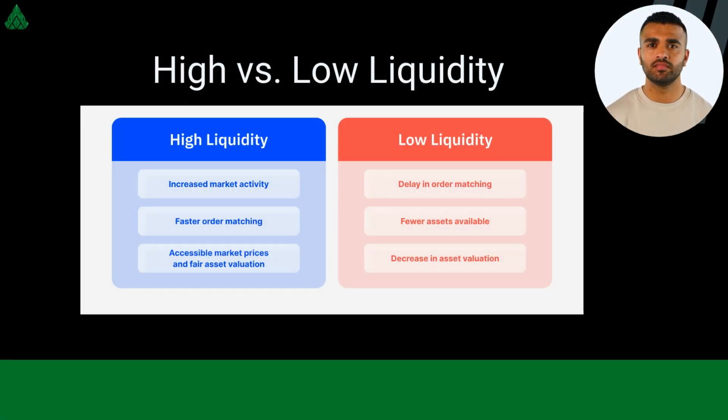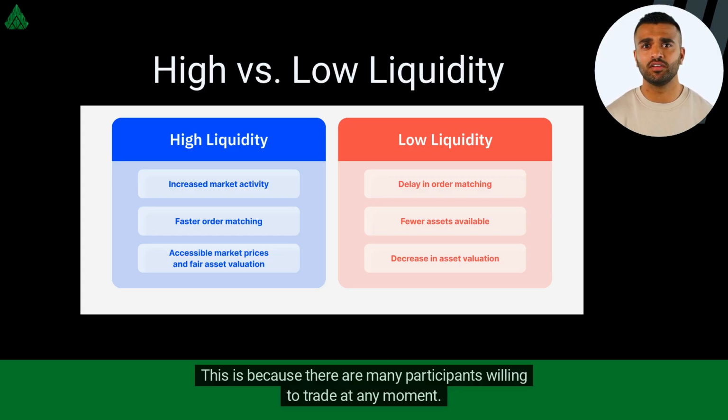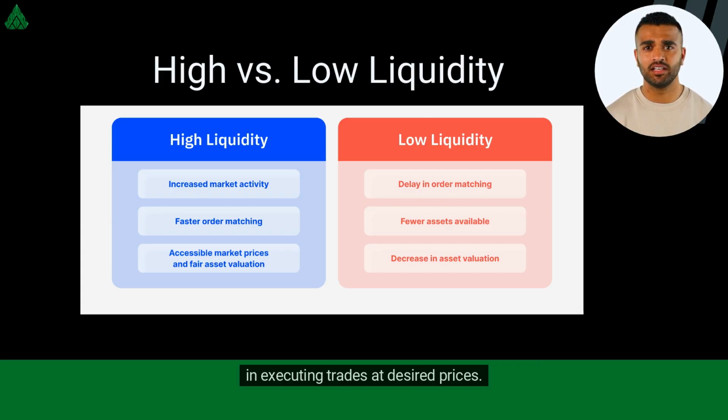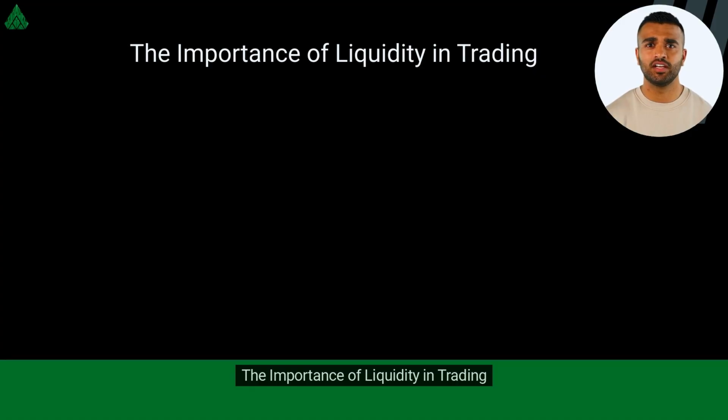High versus low liquidity. High liquidity implies that an asset can be sold or bought quickly at a price close to its current market value. This is because there are many participants willing to trade at any moment. In contrast, low liquidity means fewer participants, which can lead to larger price swings and difficulties in executing trades at desired prices. The importance of liquidity in trading.